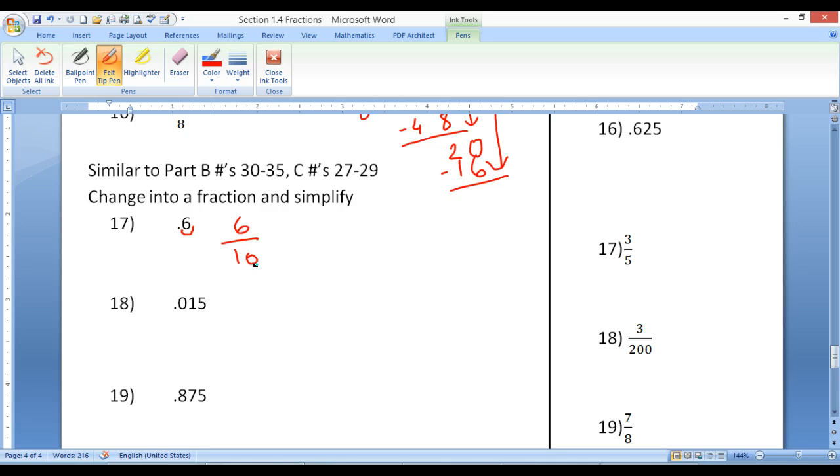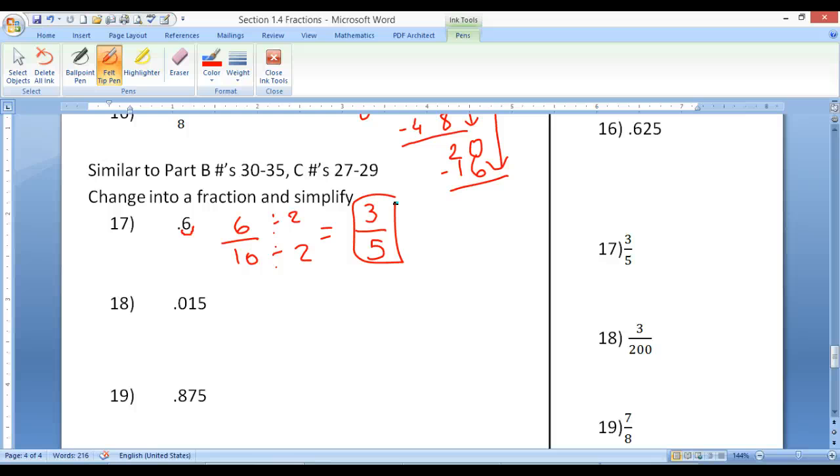What will go into both 6 and 10? 2. So I'm going to divide top and bottom by 2 to simplify. 6 divided by 2 is 3. 10 divided by 2 is 5, and the answer is 3/5. There we go. Okay, let's try the next one.